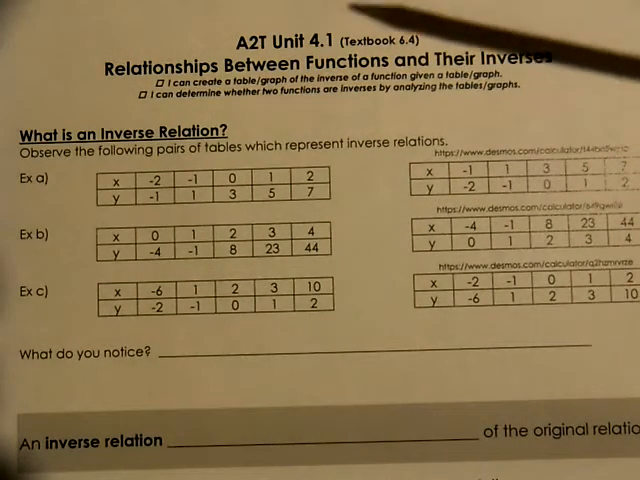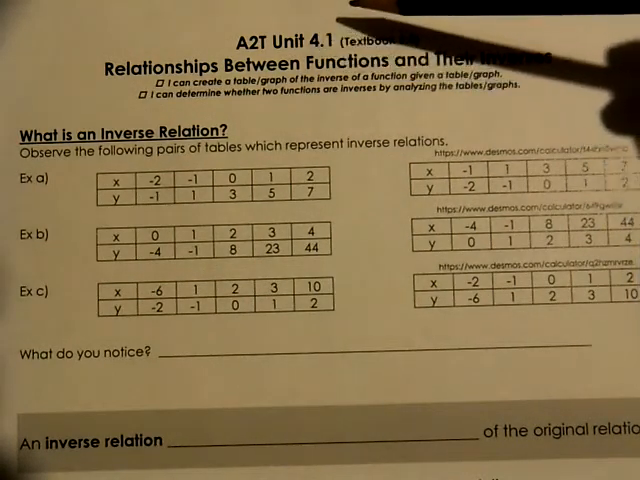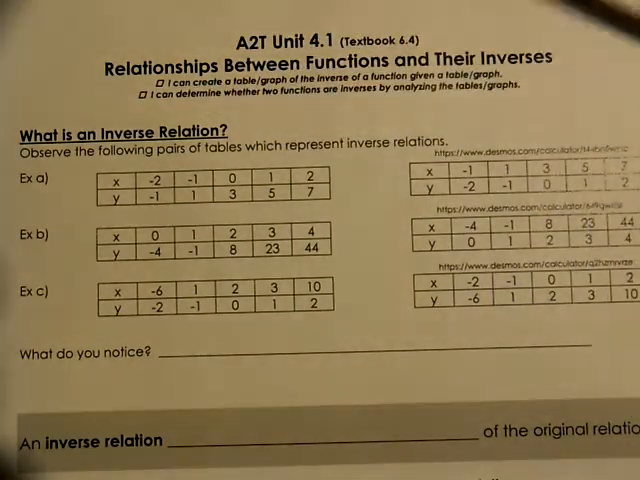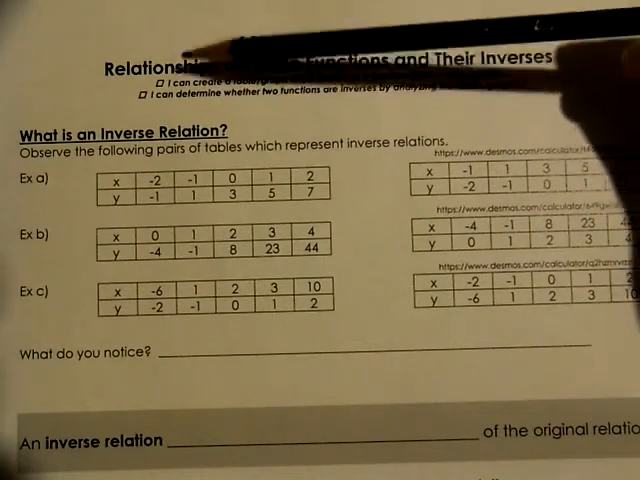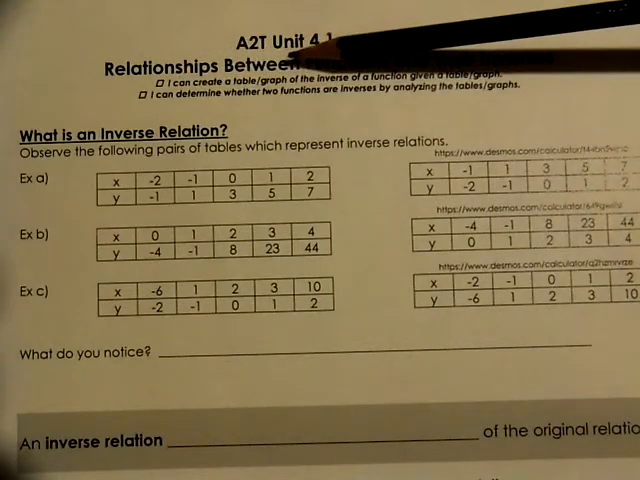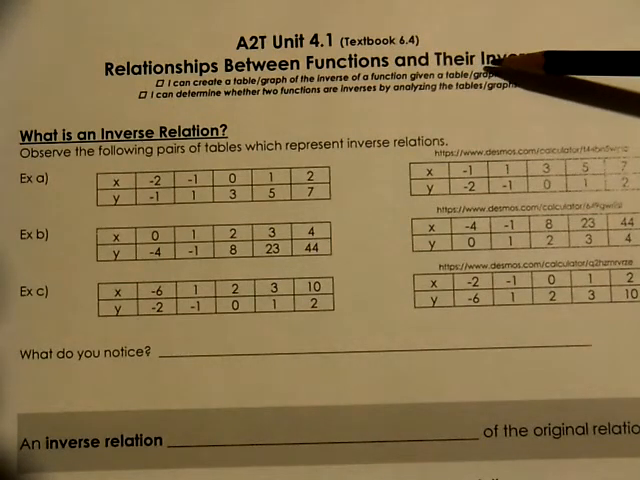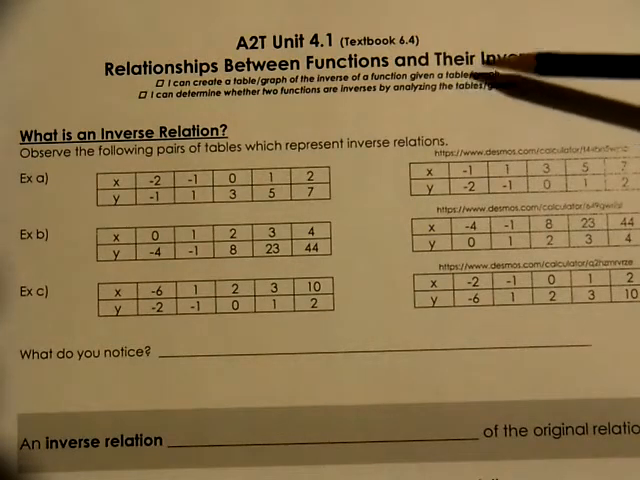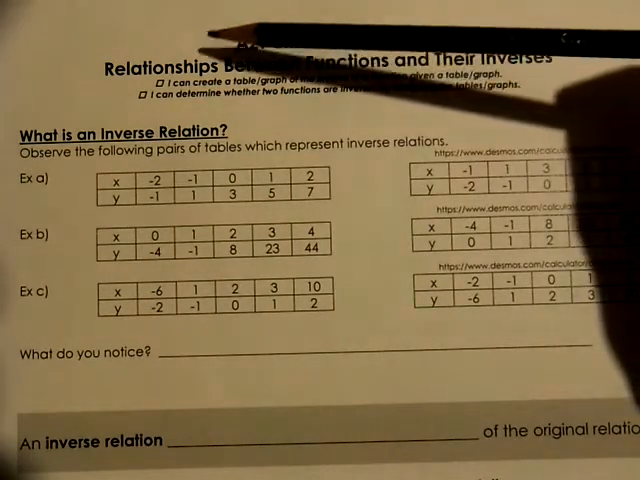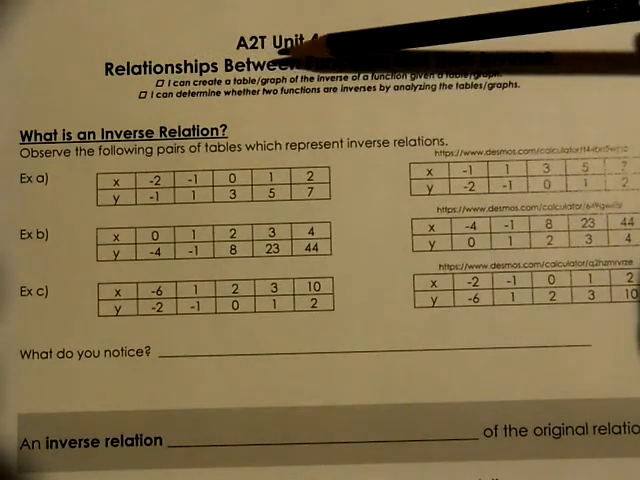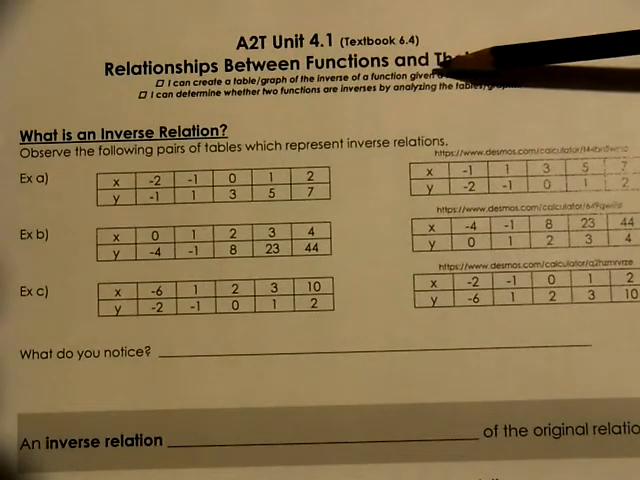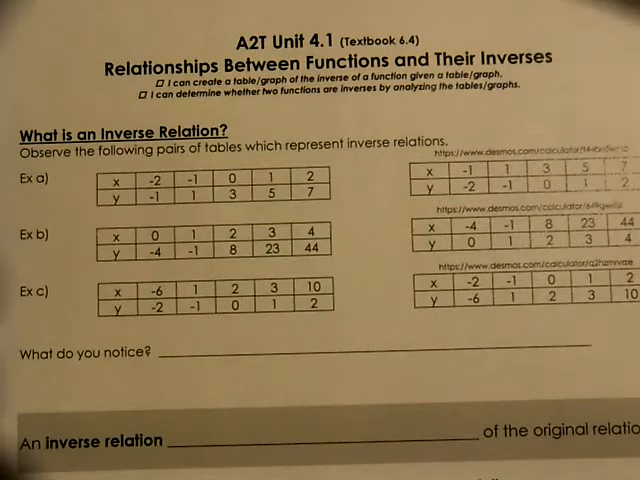This is Algebra 2 with Trig, working on Unit 4.1, the relationships between functions and their inverses. Our plan for today is: I can create a table and a graph of an inverse of a function given a table and a graph, typically of an original, and then you can figure out the inverse. I can determine whether the two functions are inverses by analyzing the table and the graph. That's kind of what we're looking at here.